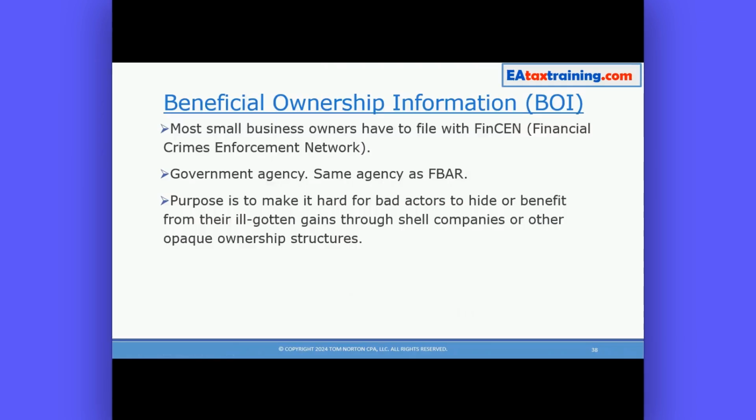Beneficial ownership information reporting. I'm including this in here, not because it's going to be covered on the 2024 EA exam, because this is not actually effective until January 1st of 2024. For the 2024 EA exam, as we said before, you're actually covering 2023 tax law. So this won't be on the 2024 exam.